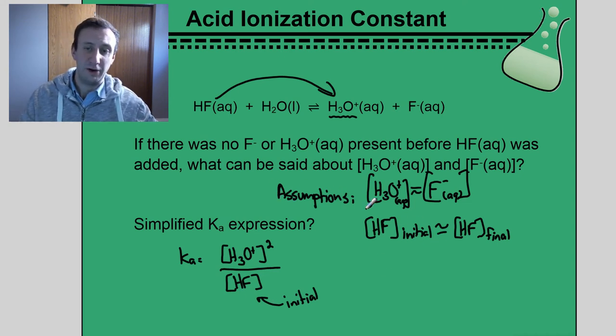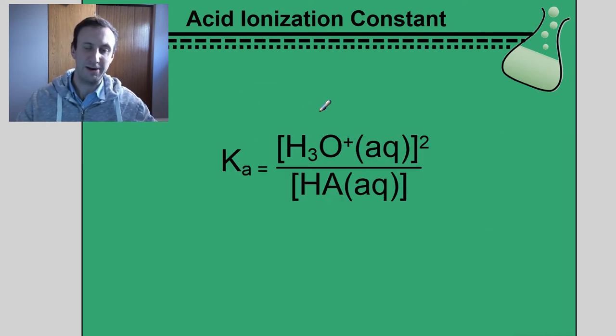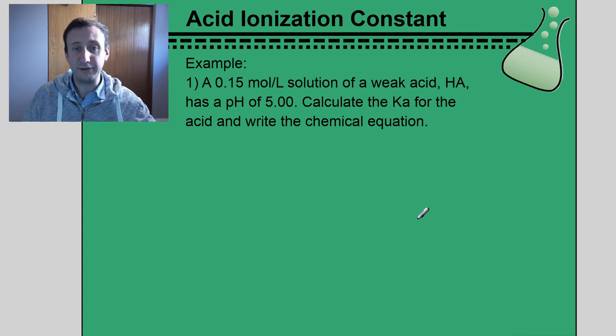So are these things true? Is it true that hydronium is equal to fluoride at equilibrium? No, not quite. Really close, but not quite. And is it true that HF initial is equal to HF final? No, that's not true, but it's pretty close. So if we just treat it that way, then we can make this formula that gets us a pretty decent answer very, very simply, without having to use ICE charts and stuff. It gets us values that are very, very good. So let's take a look at an example and see how this pans out.